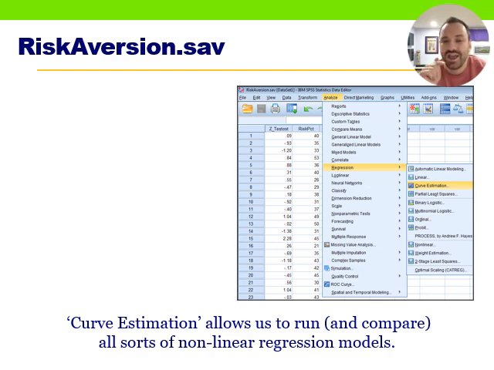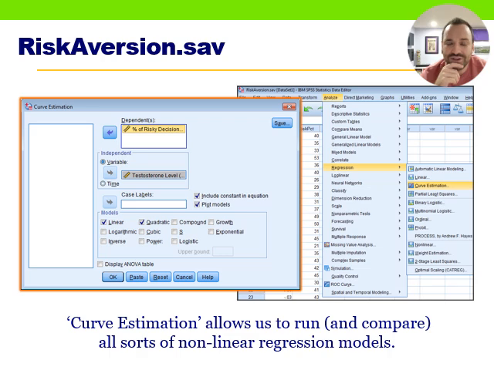Analyze, regression, and then right under where we usually go, which is linear, there's another option called curve estimation. Now, when you click on curve estimation, it looks kind of similar to the linear menu, right? We're still going to put testosterone as our predictor. We're going to put risky decisions as our outcome. But now there's a whole bunch of different types of shapes of relationships that we can look for, right?